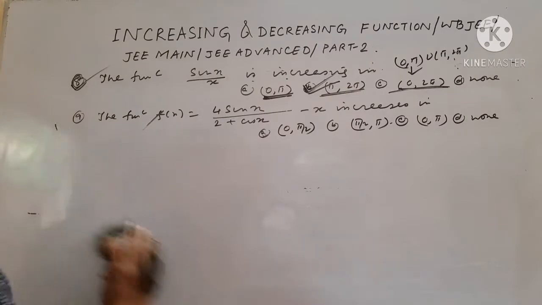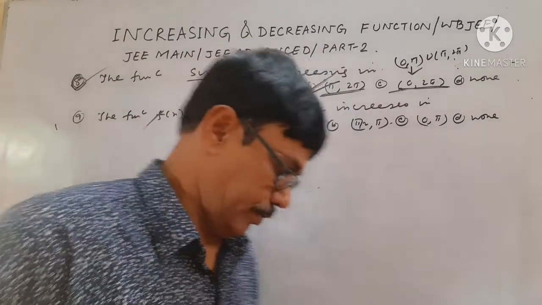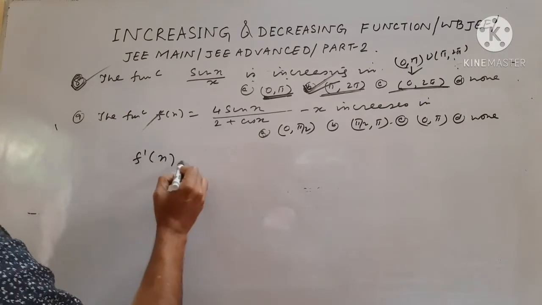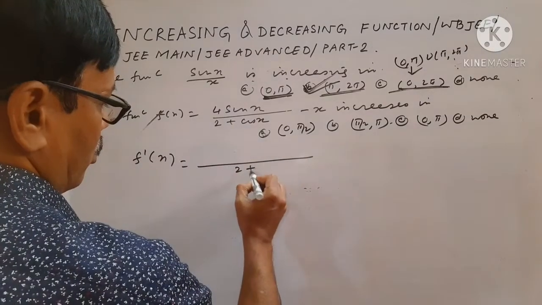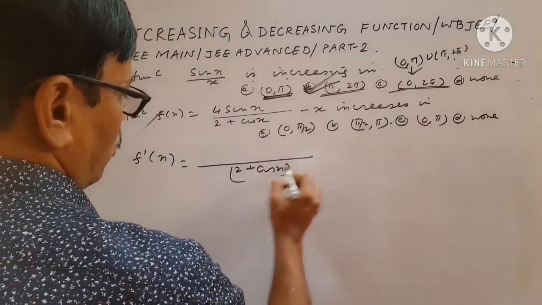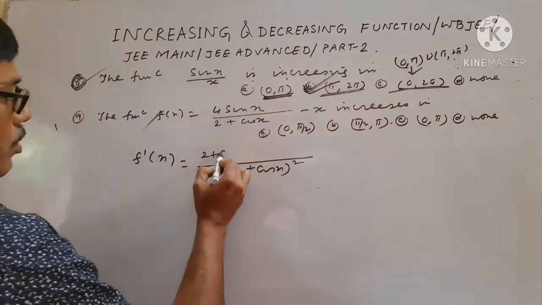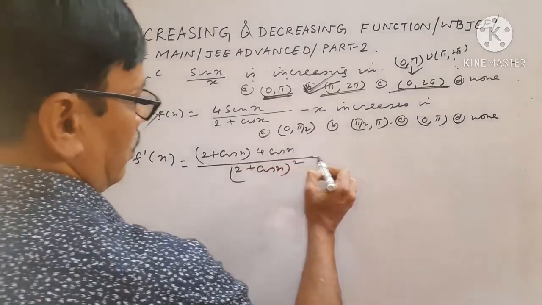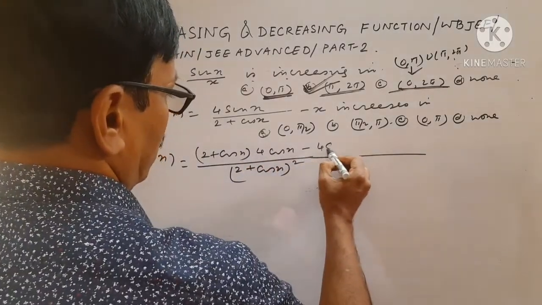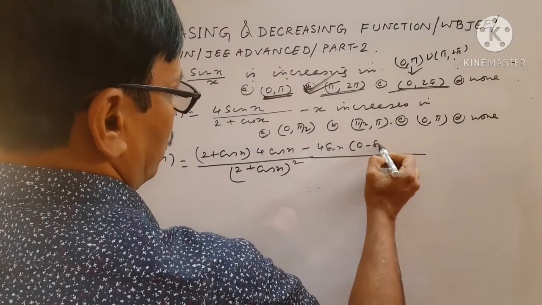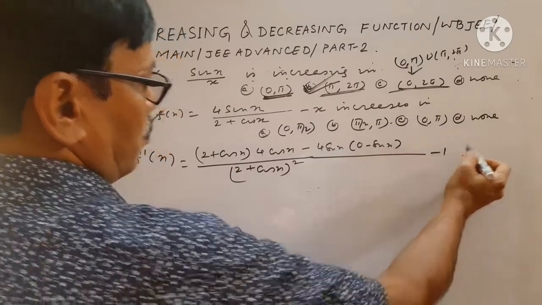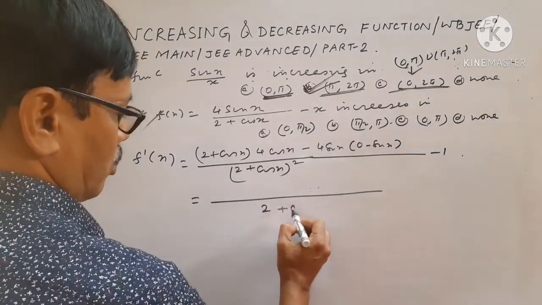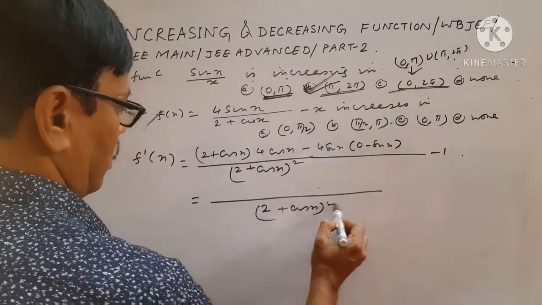Now problem number 9. So what is f dash x? It is (2 plus cos x) whole square in the denominator, with (2 plus cos x) into 4 cos x minus 4 sin x into (0 minus sin x) minus 1.